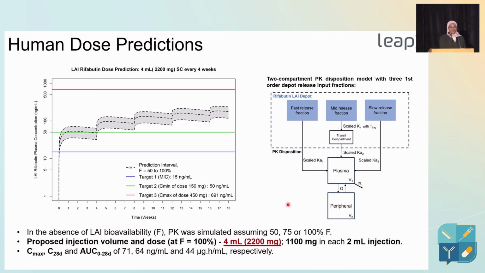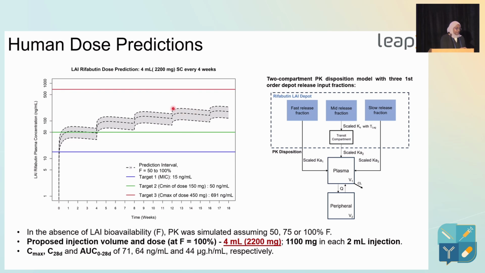So the black dotted line is the prediction if bioavailability is 100%; the lower one is if bioavailability is 50%, and then 75%.